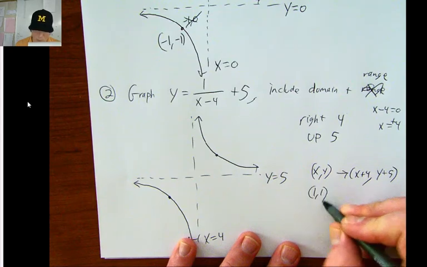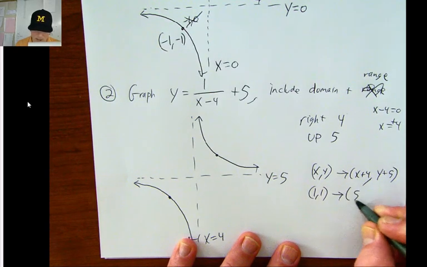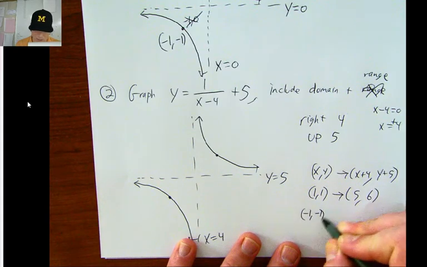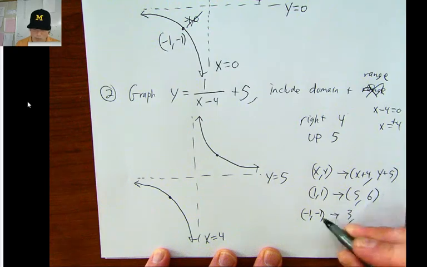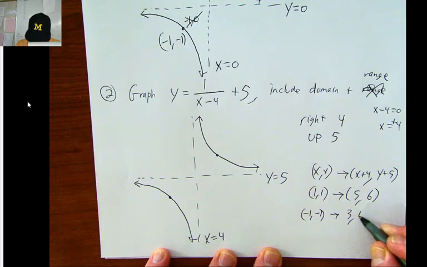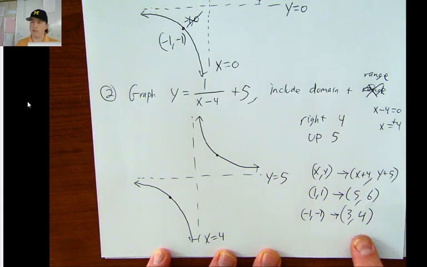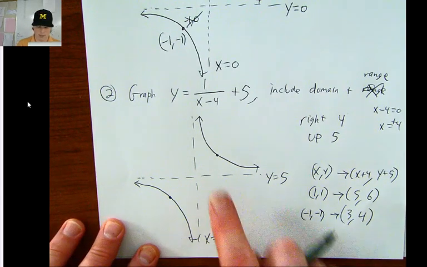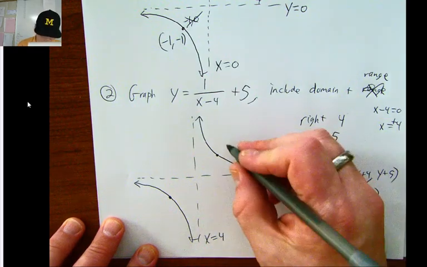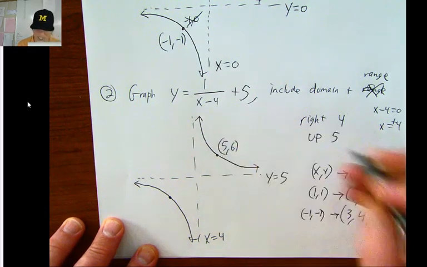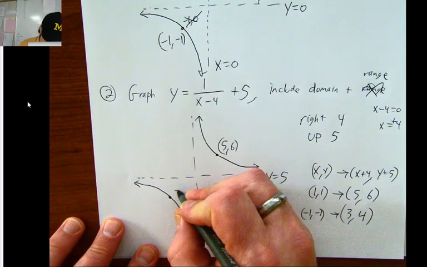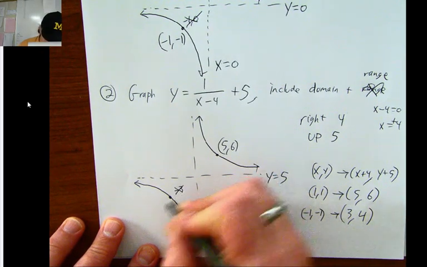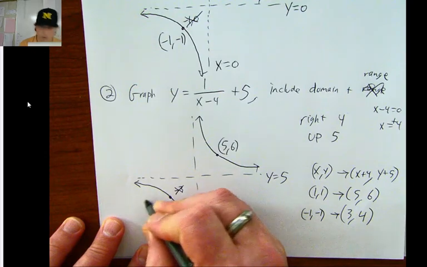So the point (1, 1): 1 plus 4 is 5, 1 plus 5 is 6. And with the point (-1, -1): -1 plus 4 is 3, -1 plus 5 is 4. So I have the point (3, 4). So this is the (1, 1) point, so it's not at (1, 1) now, it's at (5, 6). And the other point, (-1, -1), is now at (3, 4).